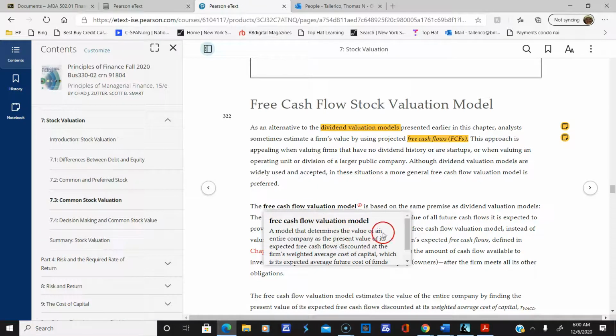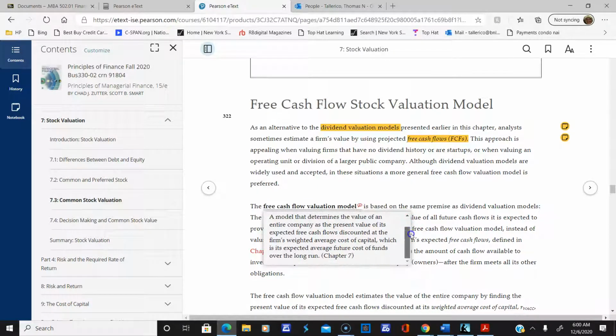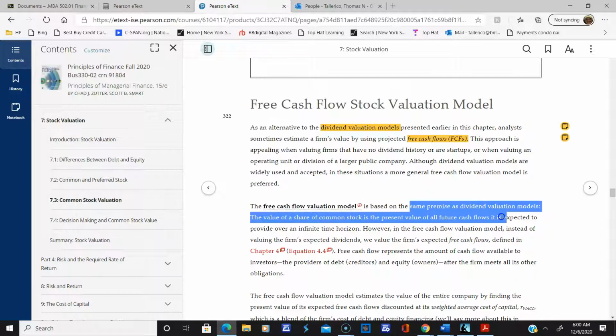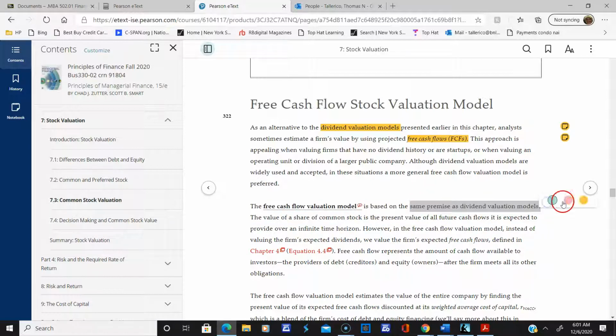This is a model that determines the value of an entire company as the present value of its expected free cash flows discounted at the firm's weighted average cost of capital, which is its expected average future cost of funds over the long run. Okay? So we'll use those numbers. It's based on the same premise as the dividend model, except we replace the dividends, because there are none, with the expected future cash flows. And the present value of a share of common stock will be the present value of the cash flows.